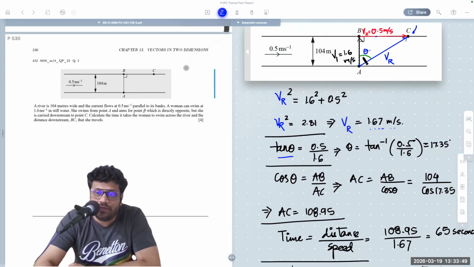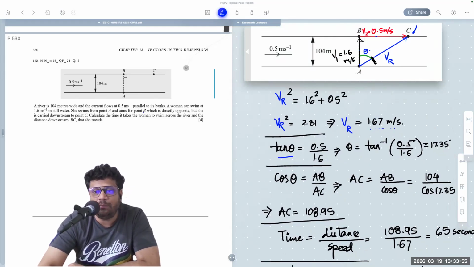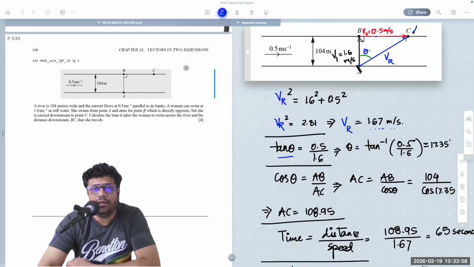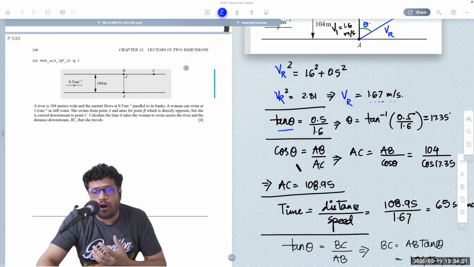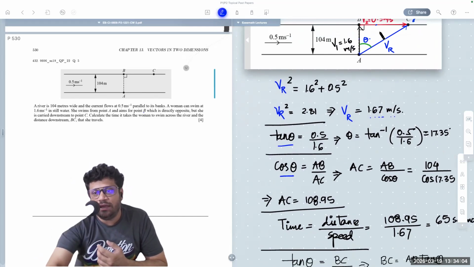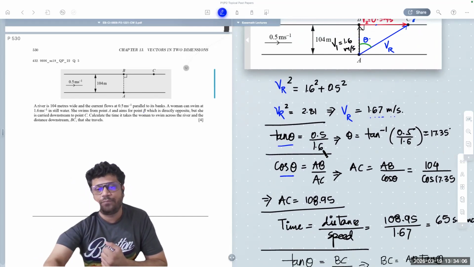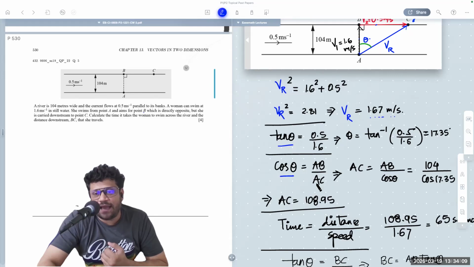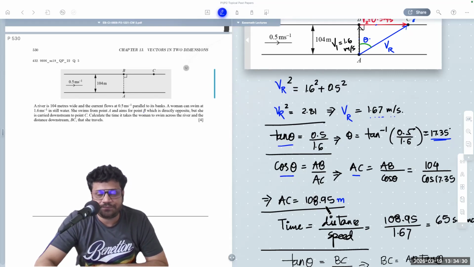Now, with that angle, I try to find the distance AC from the same triangle. This time I know that the length AB is 104. So cos of theta is base by hypotenuse, AB divided by AC. AC comes out to be AB divided by cos of theta. Theta I already know is 17.35, and it comes out to be 108.95 meters.